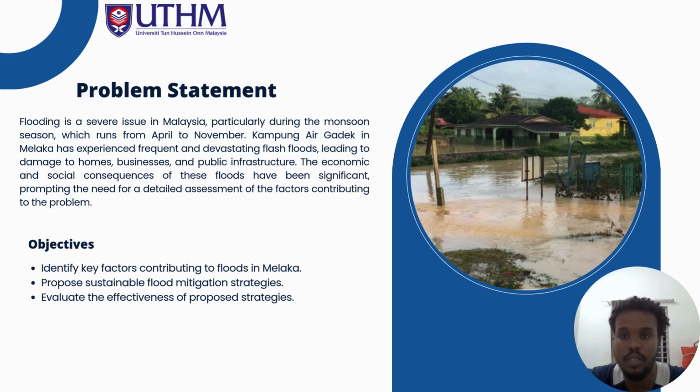Problem statement. As we talked about, flooding is a severe issue in Malaysia, particularly during the monsoon season, which runs from April to November. Kampung Air Gadek in Malacca has experienced frequent and devastating flash floods, leading to damage to homes, businesses, and public infrastructure. The economic and social consequences of these floods have been significant, prompting the need for a detailed assessment of the factors contributing to the problem.